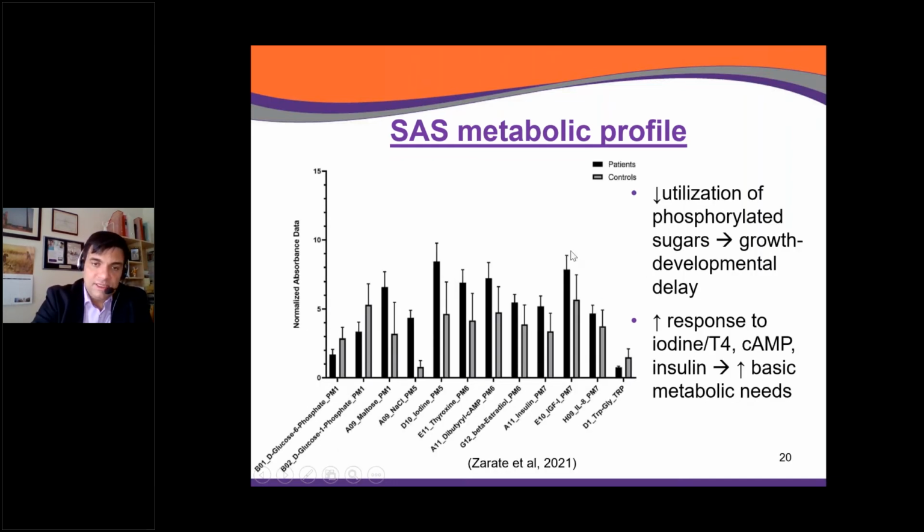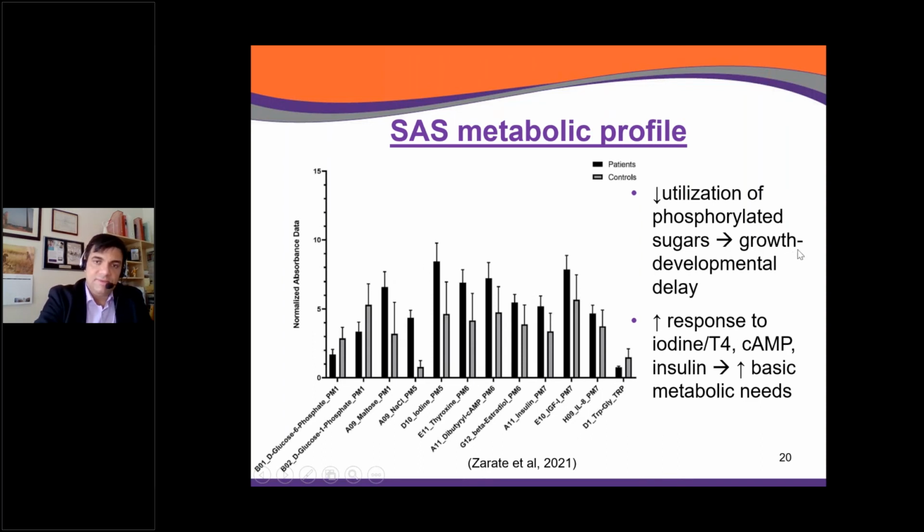But when we looked at other plates of the platform, we also noticed, and this was performed in 11 patients with SATB2 associated syndrome versus 50 controls, some clear differences in the utilization of phosphorylated sugars. You can see here glucose 6-phosphate and 1-phosphate, which is balanced to some extent with the increased utilization of alternative energy sources like maltose in this case.